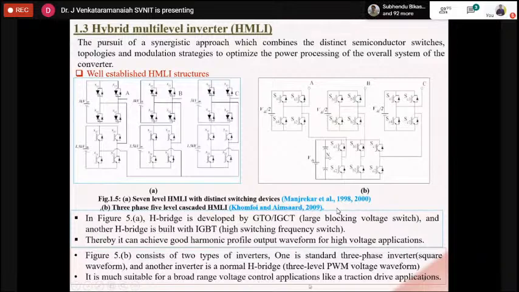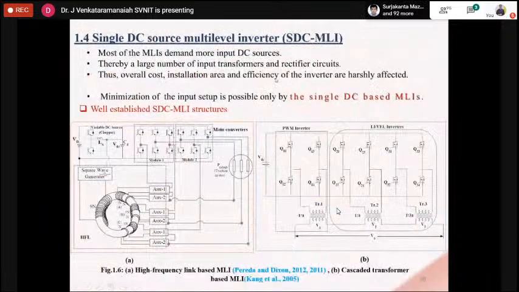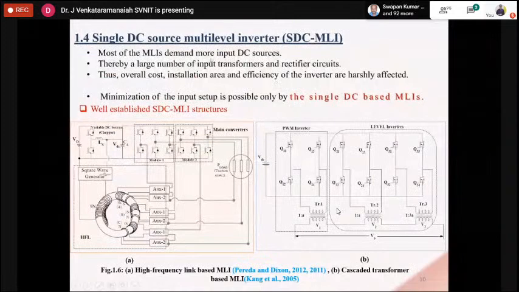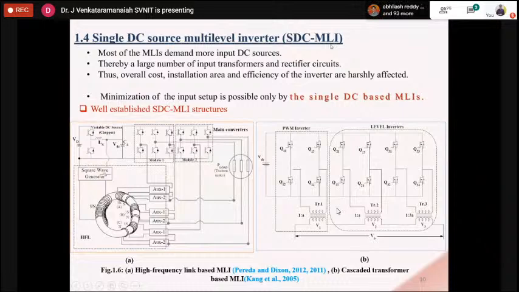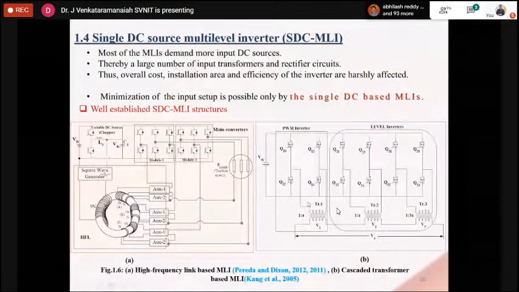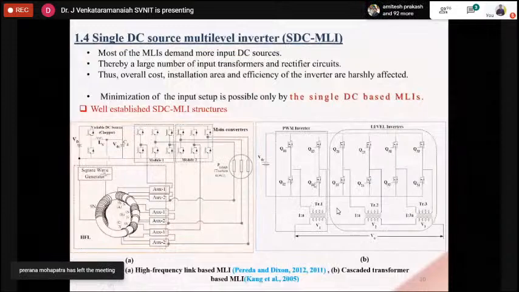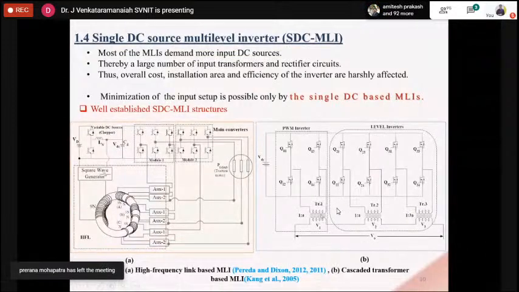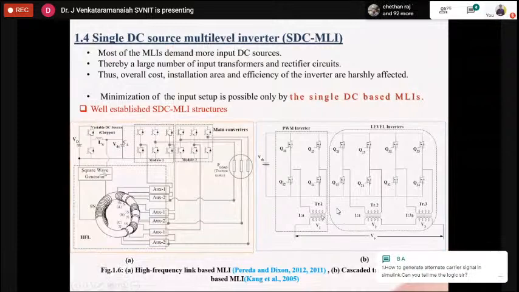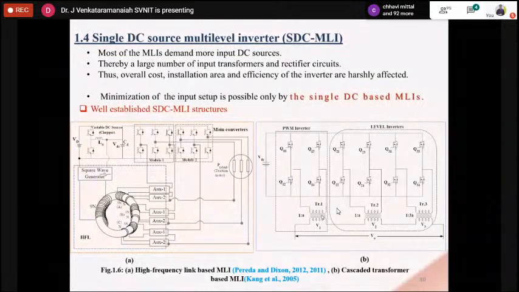Okay, so later we can see another kind of family which is very popular these days, the single DC source multi-level inverter, SDC MLI. So it also comes under the cascade multi-level family, because we are cascading different H bridges or auxiliary parts like transformers or capacitors to get a higher number of levels instead of taking more number of individual DC sources.